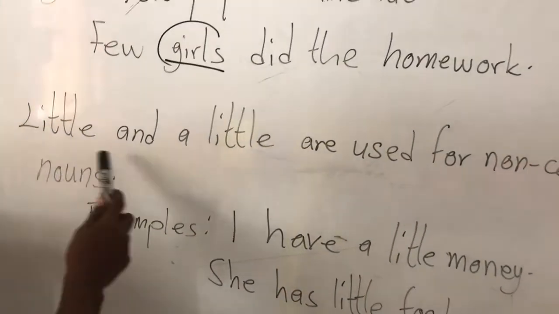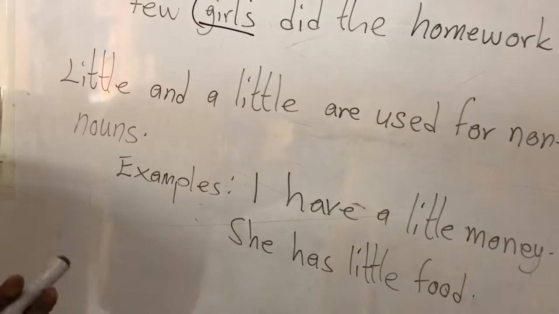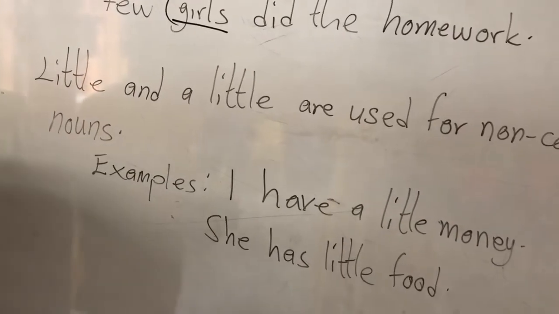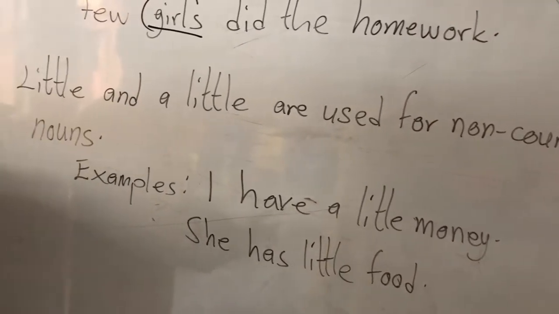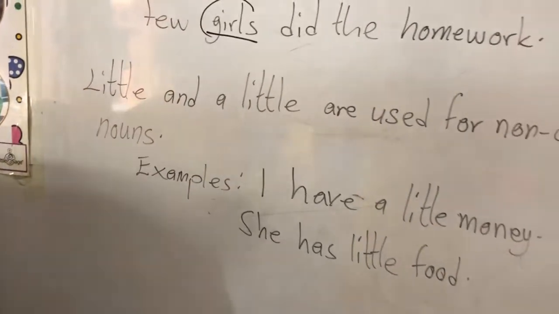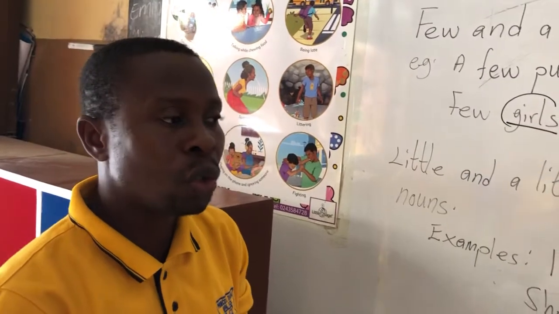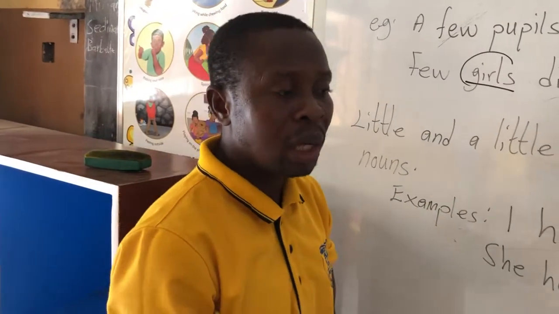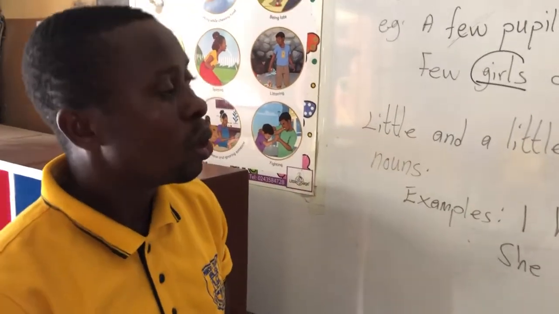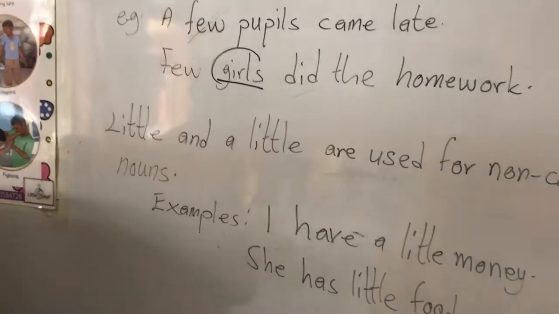Okay, so little and a little are used for non-countable nouns. Names of things that cannot be what? Counted. Okay, names of things that cannot be counted. When you look at soil, you can't count the soil. But when we take stone, you can count stone. I have 2 stones in my bag. But you can't say I have 20 soils in my bag. Okay, so the soil is what? Non-countable noun. Very good.